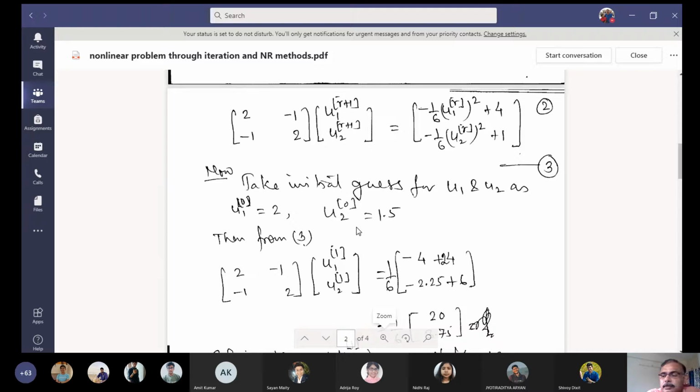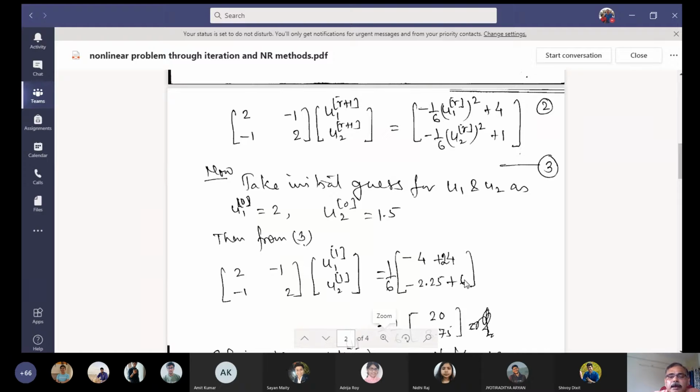The initial guess, this is one of the major parts. And how to choose, maybe I may explain a little later. So U1^0 let us take as 2 and U2^0 as 1.5, which will be given to you. Now once you have this, you can write down, for example, U1^1, U2^1. On the other side, this will be U1^0 and U2^0. Those two values are required. So this is 2 and 1.5.